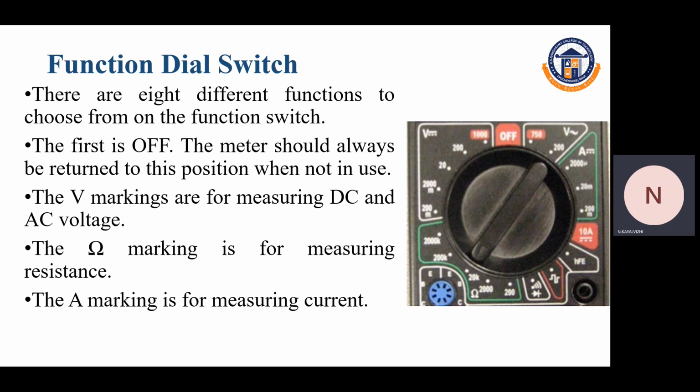If you see the function dial switch separately, this is off. Whenever we are not using the multimeter, it will be in the off position. And this is DC voltage, this is AC voltage, this is AC current, and this is resistance. So these are the major four parts of a multimeter.